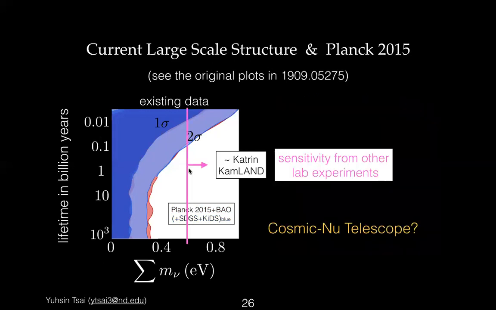But even with this degeneracy, we can already see very interesting physics here. For example, the current result tells us that neutrino can actually be as heavy as almost 0.8 eV scale, as long as it decays before the age of the universe is 10 million years scale, basically.